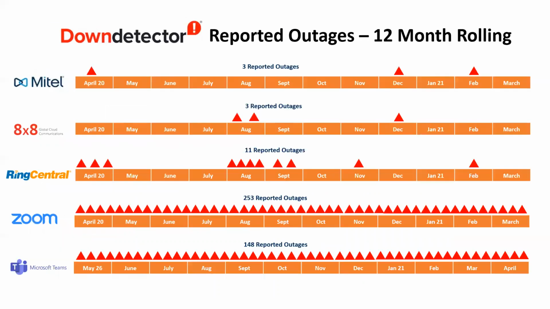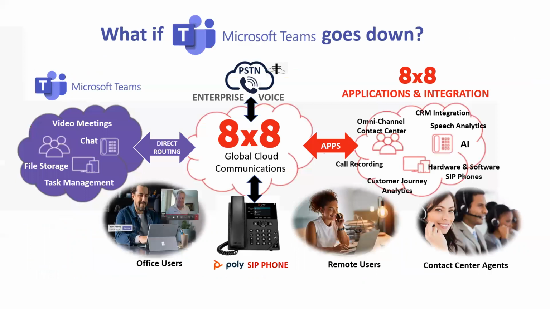reliability there. Another way to look at it is, you've got Mitel, 8x8, RingCentral, Zoom, all these semi-reported outages in the last 12 months. The one that stands out is 148 with Microsoft Teams. I know Zoom too is at 253, but that's just a lot. So what if Microsoft Teams goes down?